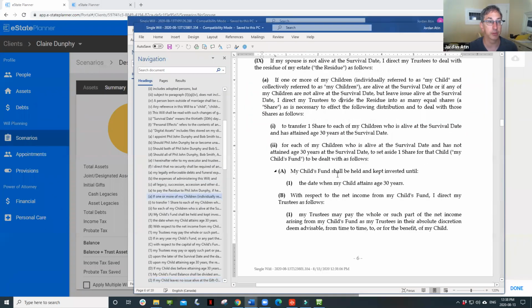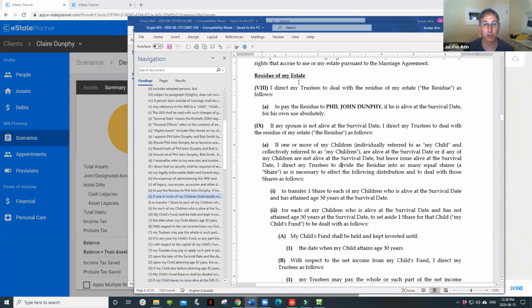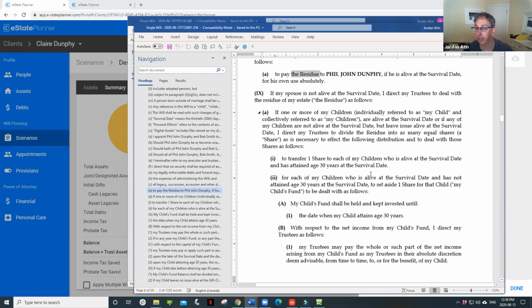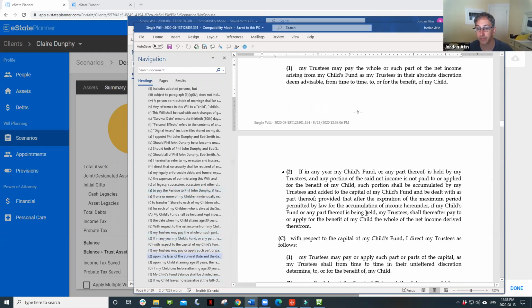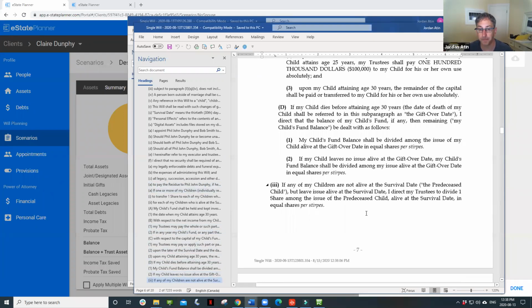And it's right here. So it says residue of my estate. I direct my trustees to deal with the residue of my estate as follows. And it says to pay the residue. The reason it says the residue here is because it's 100%. So it says pay the residue to Phil. And then the next scenario is if my spouse is not alive, then it says, I want you to deal with the residue, because it recognizes 100%, divide the residue into as many equal shares as is necessary. And then it's going to draft that. So that's how you do the simple one. Okay.